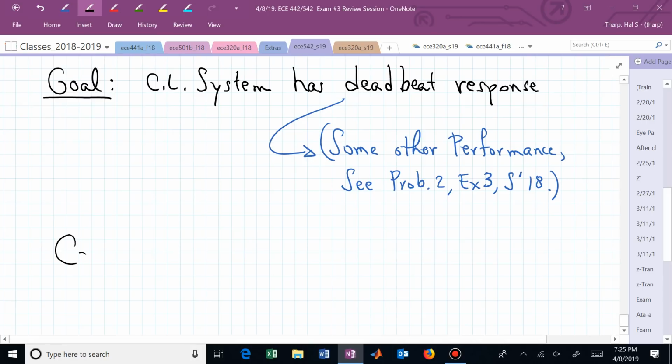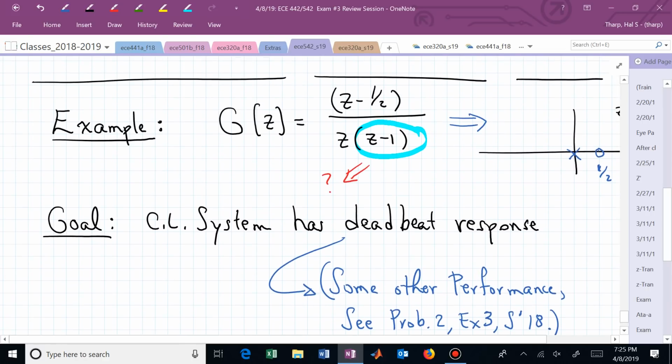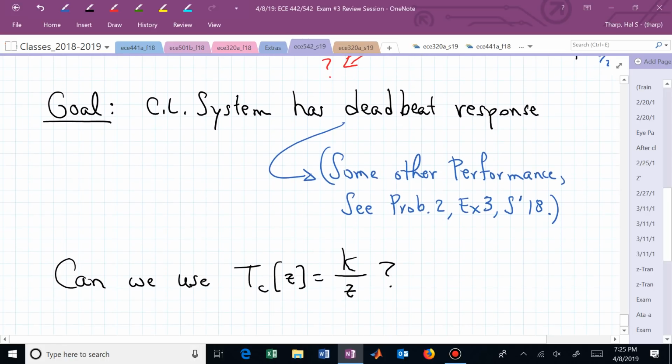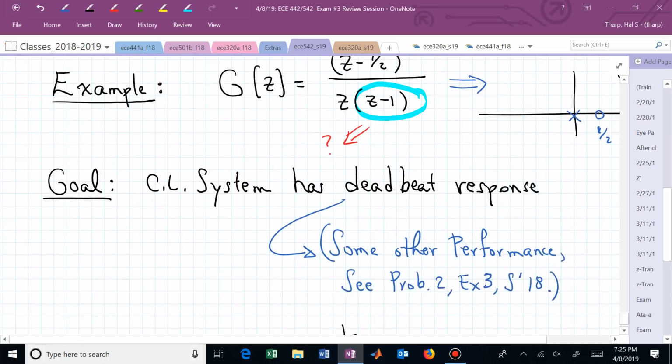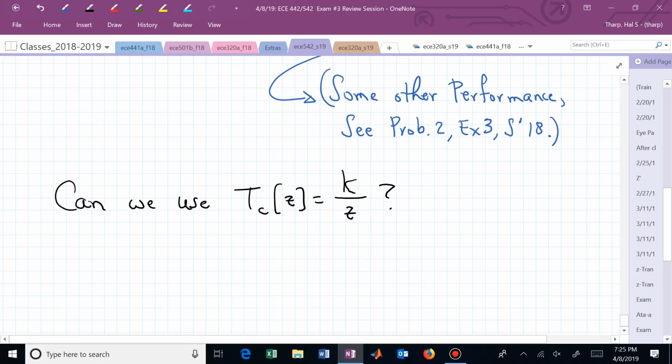What can we use based on that plant? Can we use T sub c of z equal to k over z if we start with this g of z? What are our restrictions or constraints?